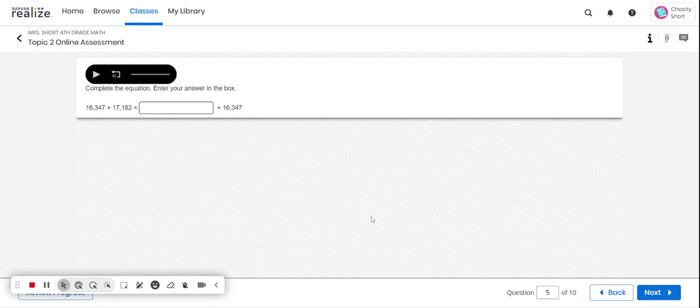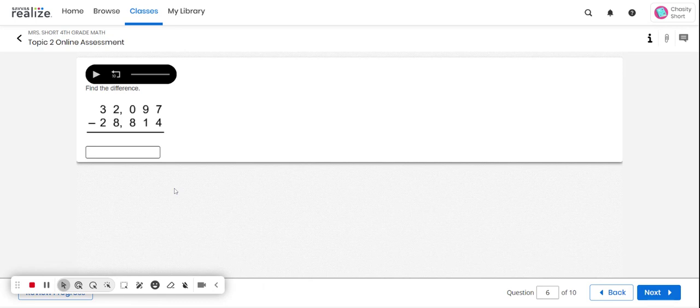Number 5, this is the one that we went over a bunch of times. So, if you have to have the same thing on both sides of an equal sign, we've got 16,347. We have to have the same thing on this side as we do on this side. So we have to put this number here. And that's all there is to that one. A lot of us made that a lot more difficult than it had to be. They just have to match up. This number is just going to get written in that box, and that will make the problem the same.